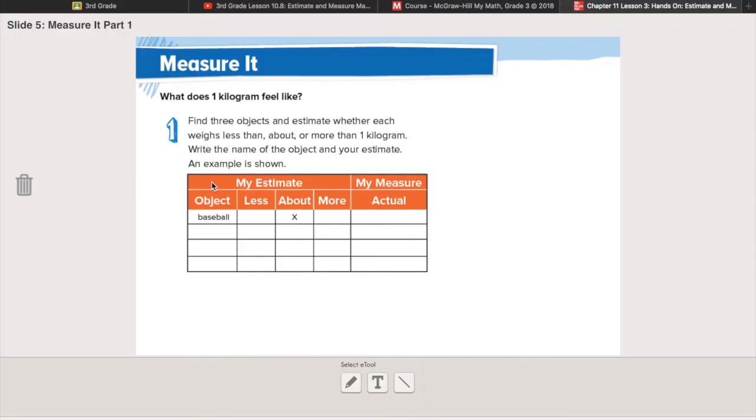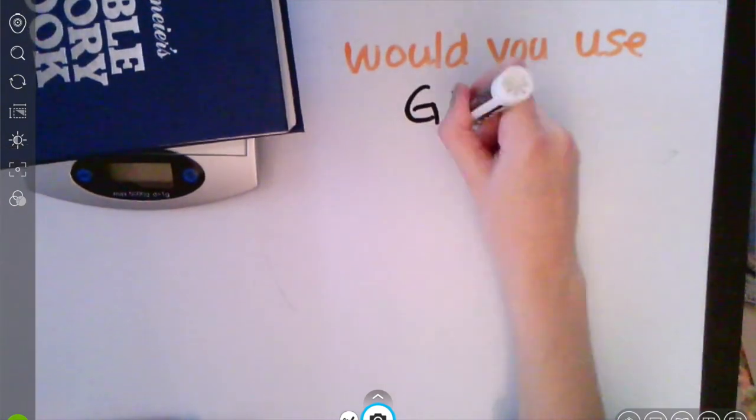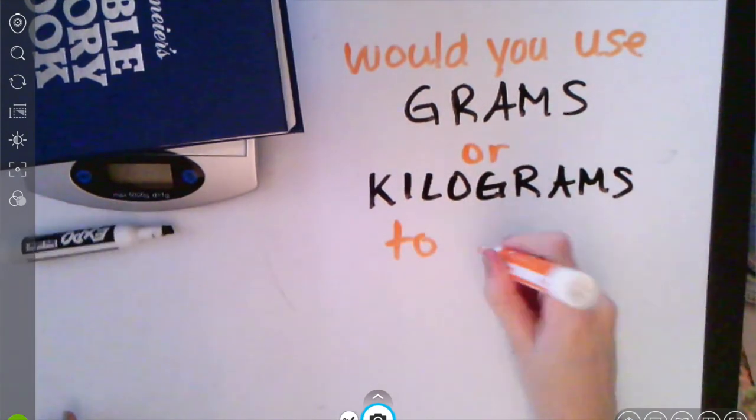Okay, what we're going to do is we're going to work on filling out this chart. I'm going to find some objects. You can do this at home if you would like, if you have a scale. So you're going to find objects, and we're going to estimate whether they are less than a kilogram, about a kilogram, or more than a kilogram. Remember, the Bible was about a kilogram. So we're going to decide whether we would use grams or kilograms for each of these objects that I'm going to show you.